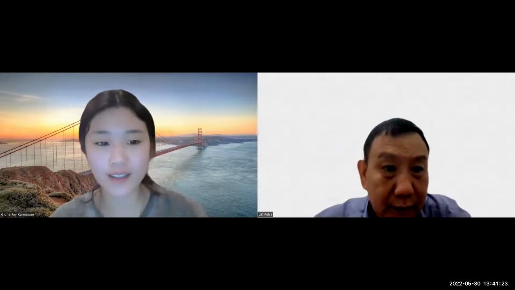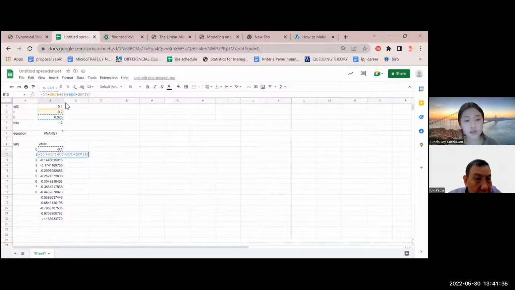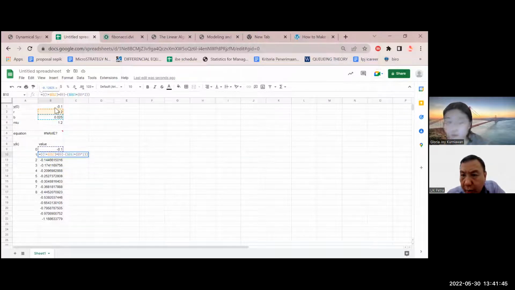Wait, can you help me? I'm kind of confused. Sure. Okay, you have y0, correct. And then the equation is 1 plus r, multiplied by yk. Since it's yk plus 1, yk is 0 minus 0.1. Is it correct? So 1 plus r. Let's give a name if you want: R, P, and mu. You want?